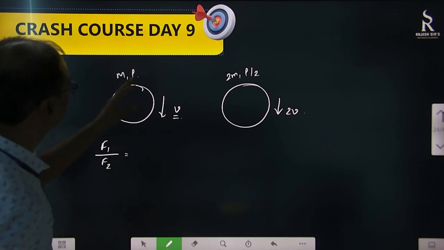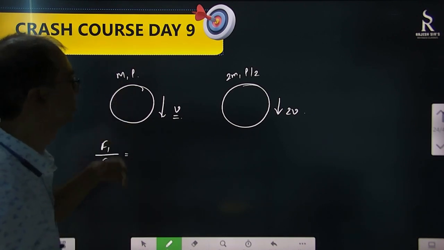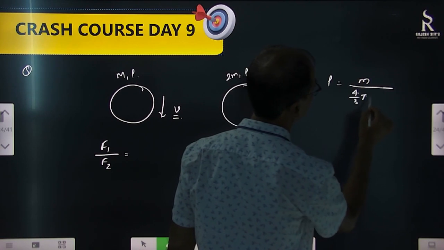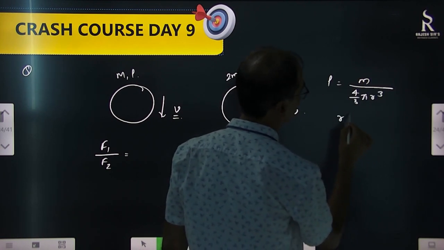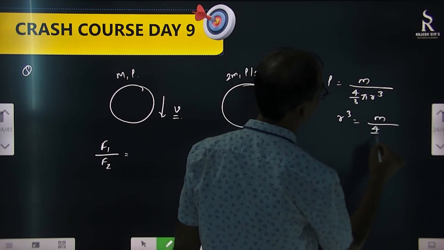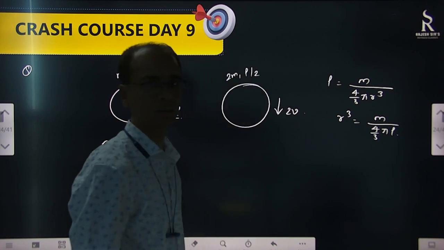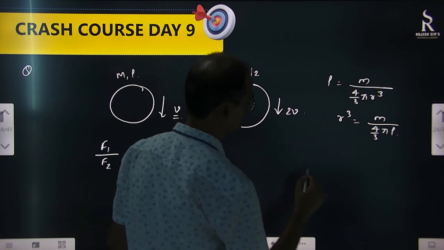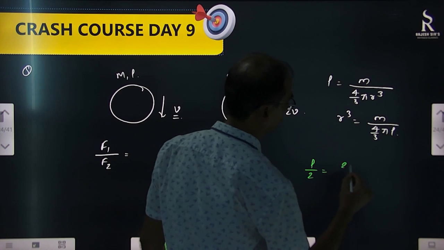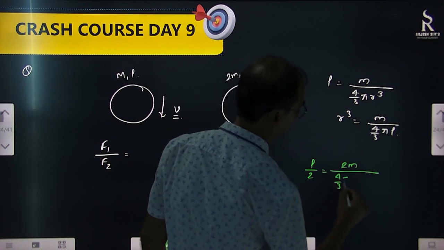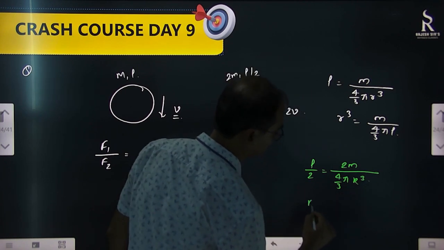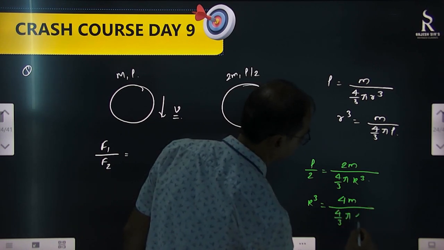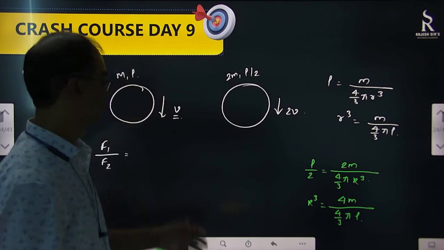What to do? Now with mass and density, can we talk about radius? Obviously. We know that density is mass by volume. So rho is equal to m by 4 by 3 pi r cube. I am interested in radius only. So r cube equals m by 4 by 3 pi rho. For this one, rho by 2 equals 2m by 4 by 3 pi r cube. So r cube equals 4m by 4 by 3 pi rho.